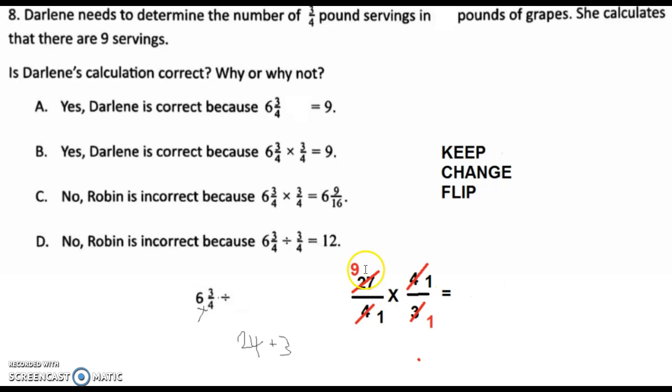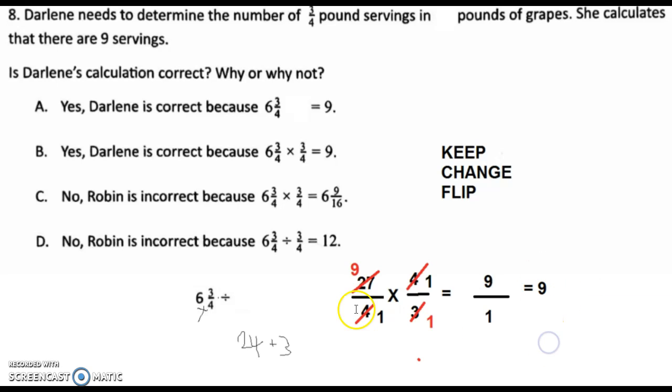Now you can just go across. What's 9 times 1? This is going to be super easy now, right? 9 times 1 equals 9. 1 times 1 equals 1. And we know that any number over 1 is just that number. So this is going to equal 9.